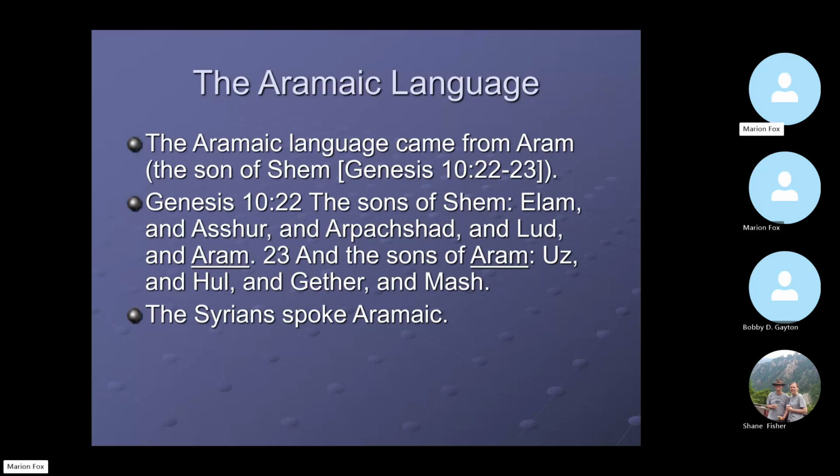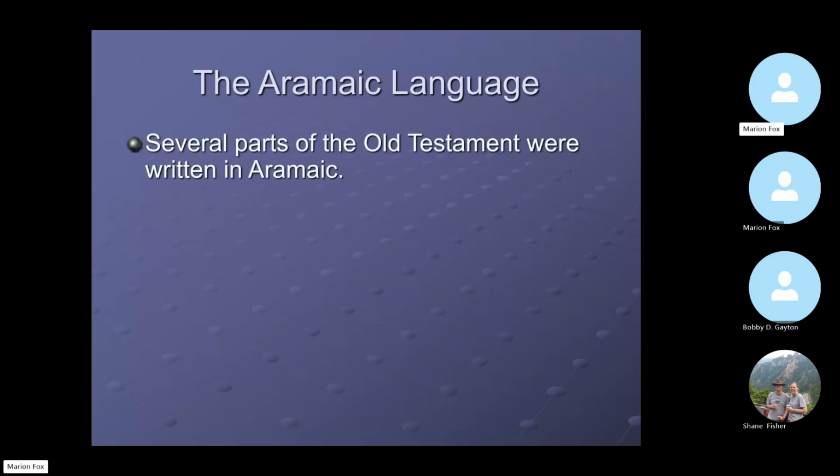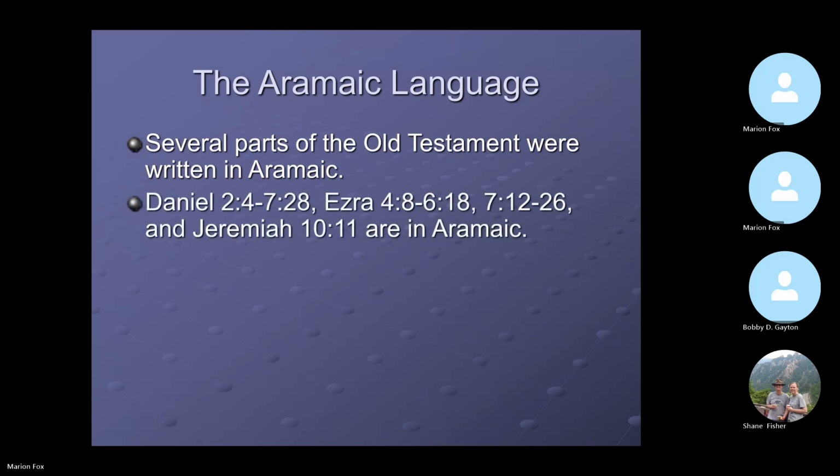The Syrians spoke Aramaic. Aramaic was the language of the diplomats in the time of Daniel. So it was a diplomatic language. People throughout the empire could read it. It continued even into the Medo-Persian Empire. Several parts of the Old Testament were written in Aramaic, and if you're looking at them and you don't know the difference, you think it's the same writing because they have the same alphabet. Daniel 2:4 through 7:28 is in Aramaic. The rest of Daniel is in Hebrew.